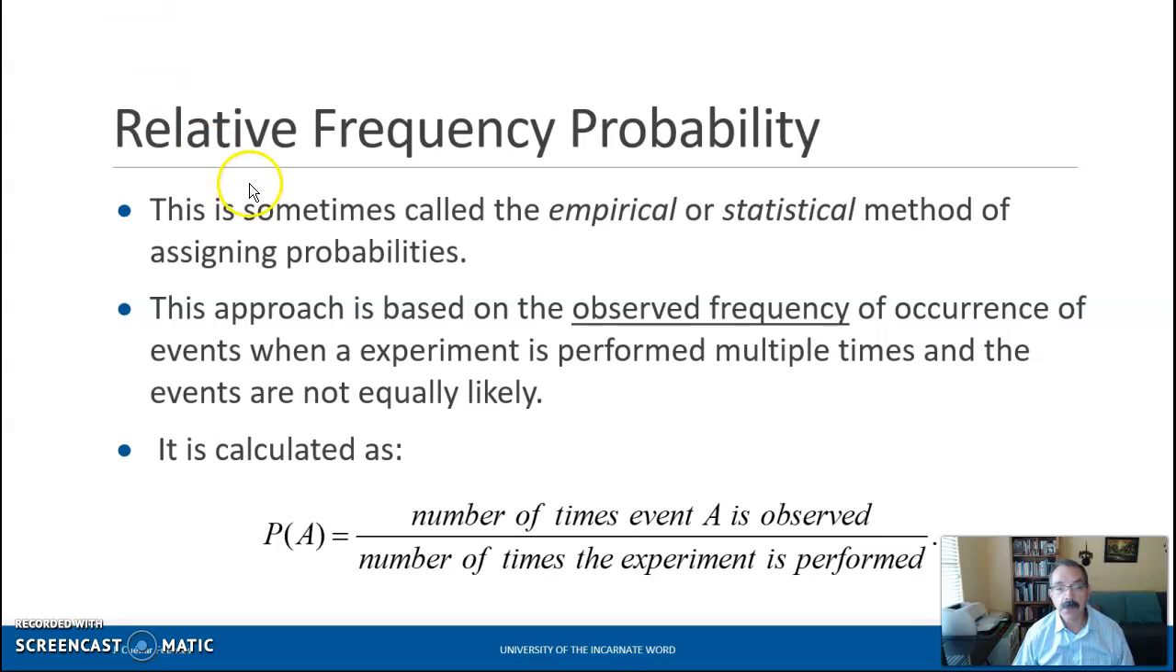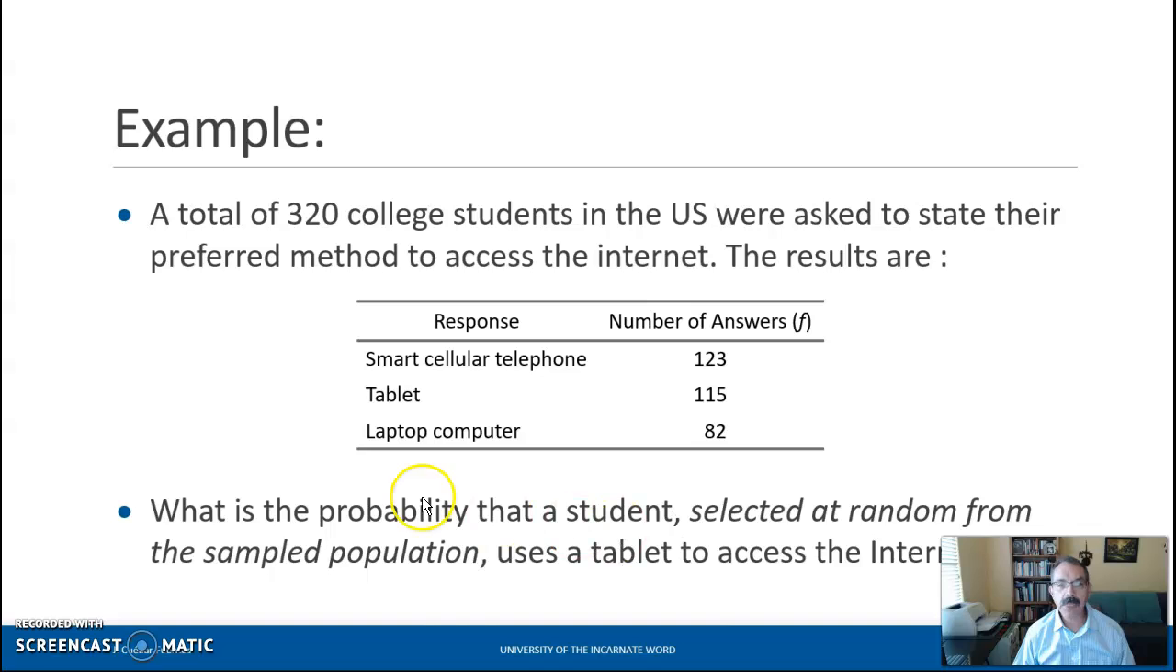This is the same relative frequency that we learned in Chapter 2 when we constructed the frequency distributions. Now, you may recognize this equation as a relative frequency, but in this case we're going to call it the probability of some event A: the number of times event A is observed divided by the number of times the experiment is performed. Here's an example to see how this works.